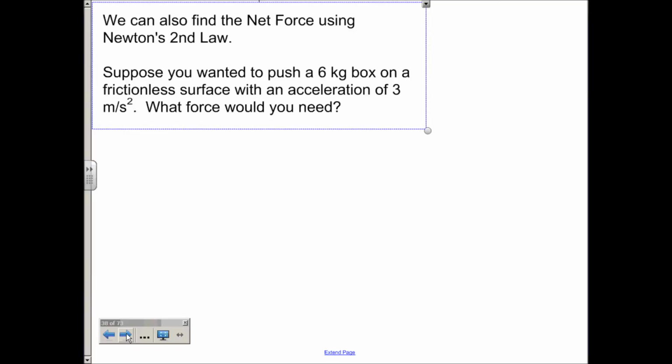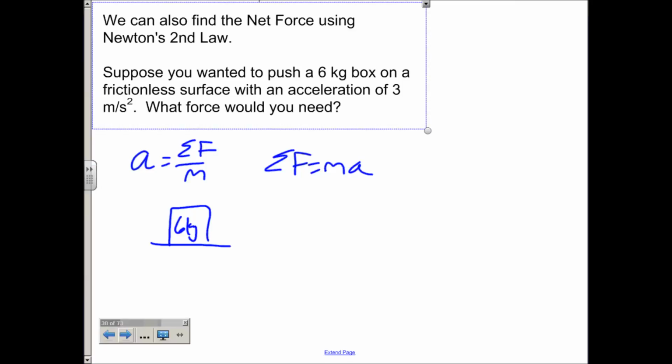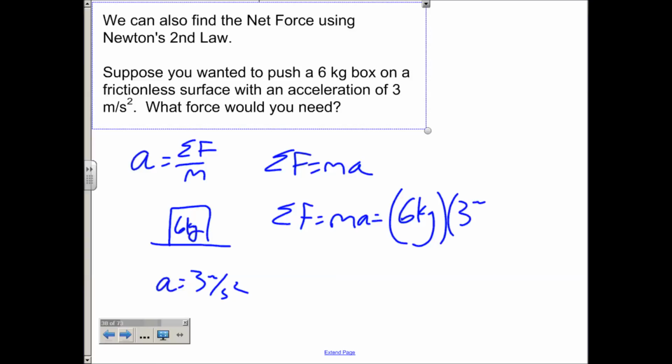Last slide. All the examples I've done so far, we've used this equation to find the acceleration. I want to reiterate, you can also find net force. So in this example, it says, suppose you wanted to push a 6 kilogram box with an acceleration of 3 meters a second squared. How much force would you need? Well, net force is mass times acceleration. So we've got a 6 kilogram box. We wanted to accelerate it 3 meters a second squared. Multiply it all out, and you get 18 newtons. That is how much force you would need to get it moving.